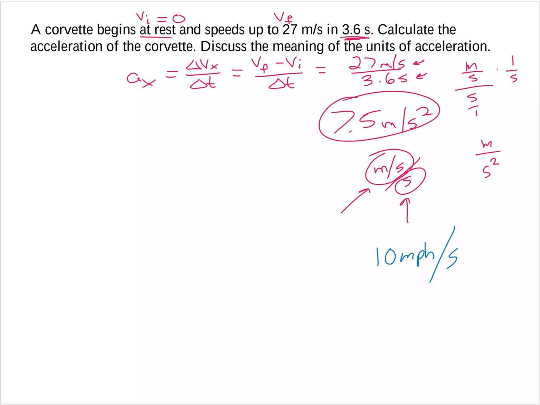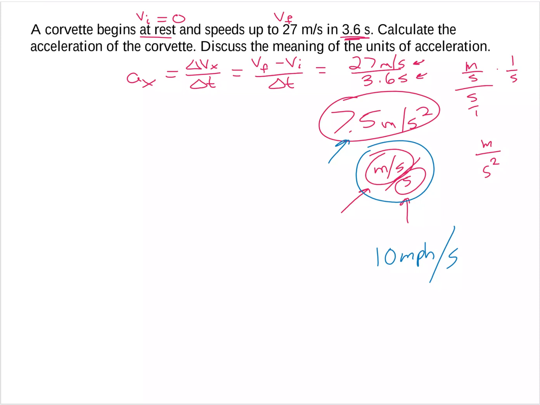Another second goes by, I'm going 10 miles per hour faster. So now I'm going 20 miles per hour. Another second goes by, I'm going 30 miles per hour now, right? That's how that works. So these units here, meters per second per second, mean every second that goes by, I'm going 7.5 meters per second faster. Okay? Does that make sense? Yeah.